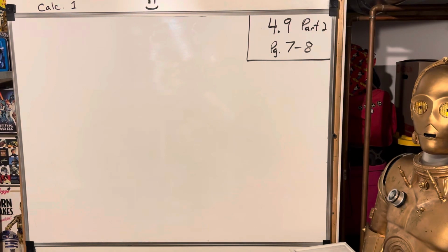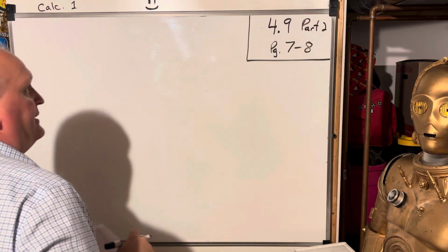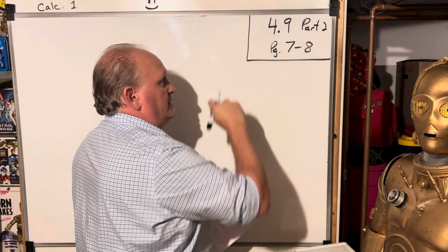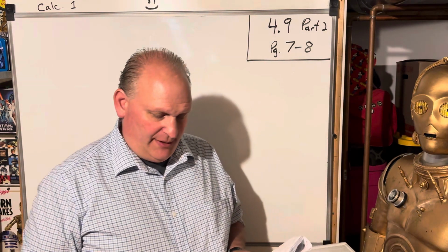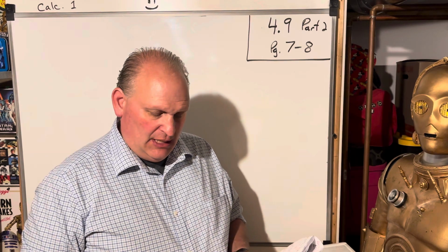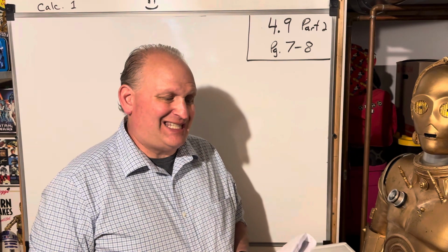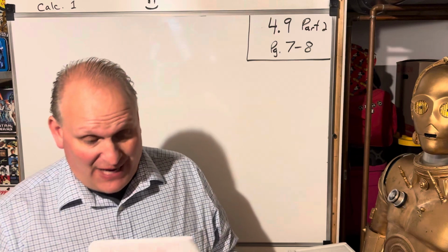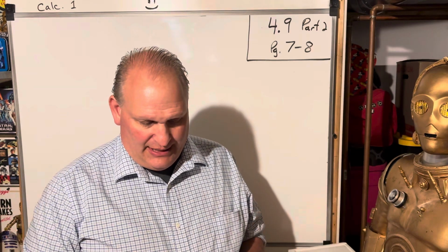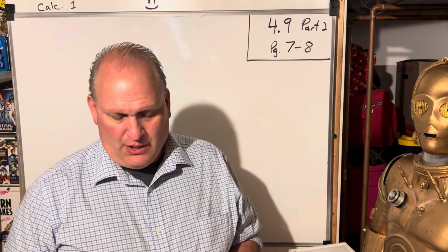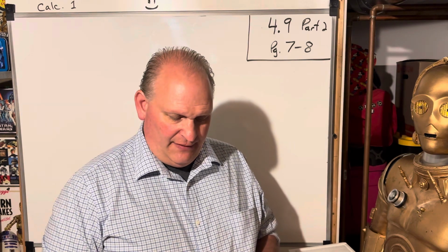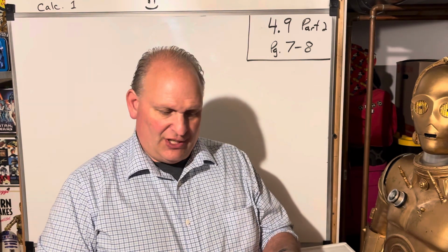Okay, we are back. This is Calc 1, Chapter 4.9, Part 2. We had a bit of technical difficulty, so we're picking up on page 7. This is actually for Chapter 5, but 4.9 really fits in Chapter 5 more than it fits in Chapter 4. So we're looking at antiderivatives, and we're going to finish off page 7.